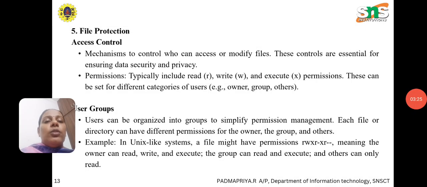User groups. Users can be organized into groups to simplify permission management. Each file or directory can have different permissions for the owner, the group, and others. Example, in a Unix-like system, a file might have permissions read, write, execute; read, execute; read. Meaning the owner can read, write, and execute, the group can read and execute, and others can only read.